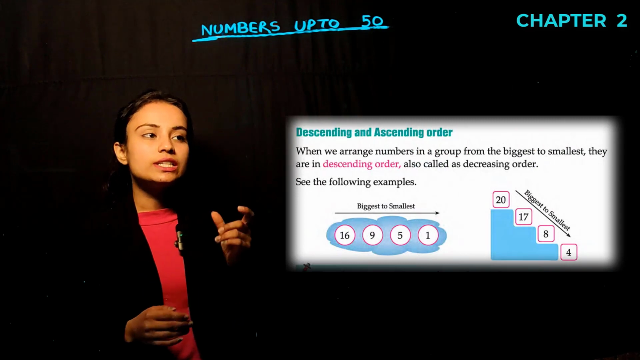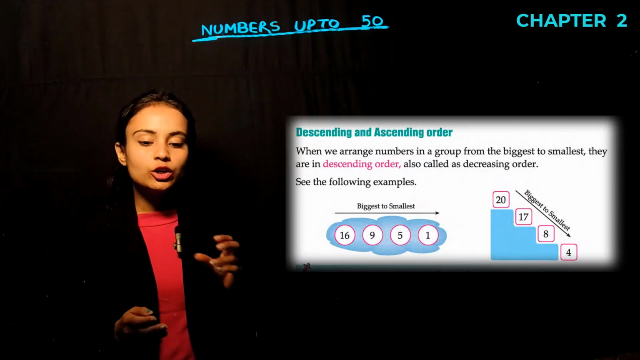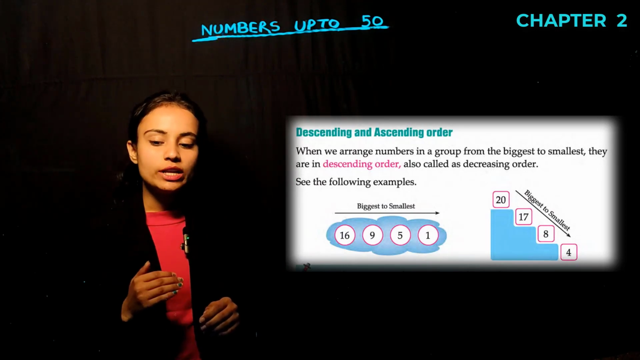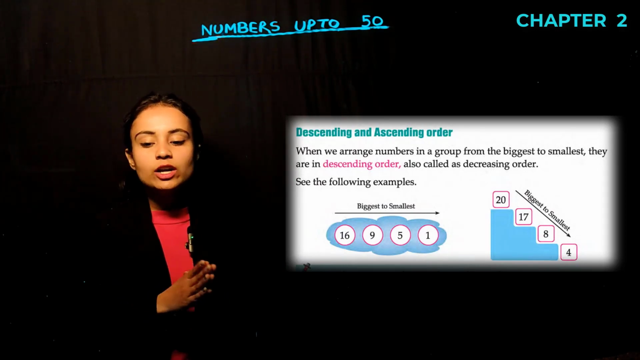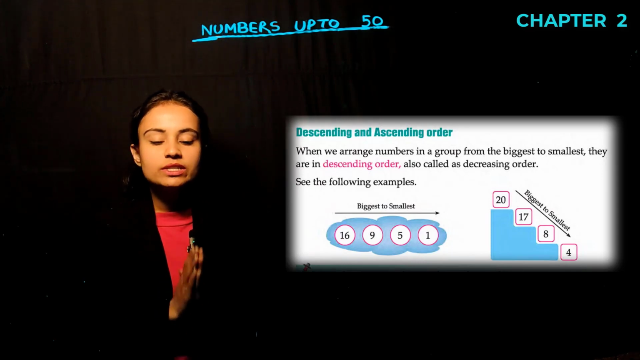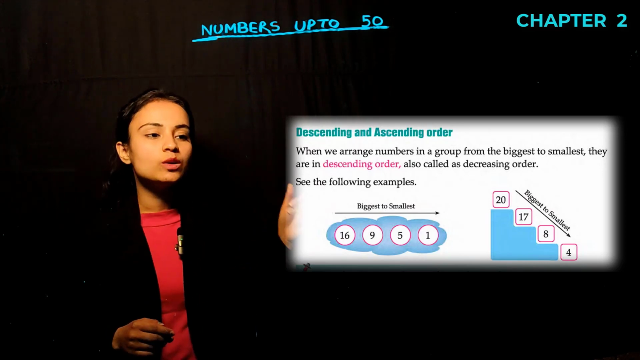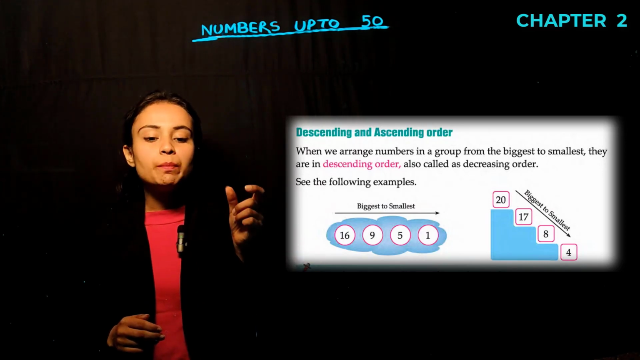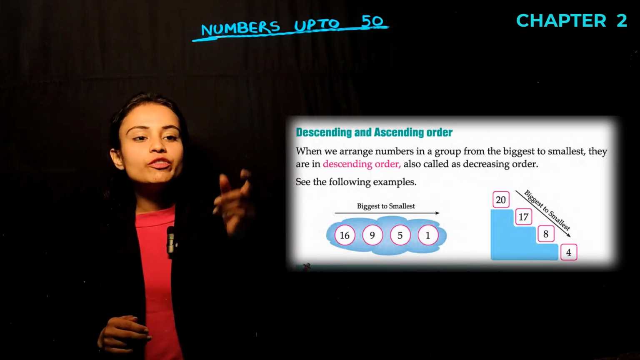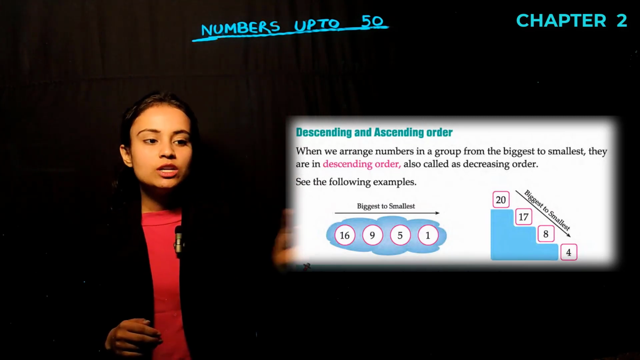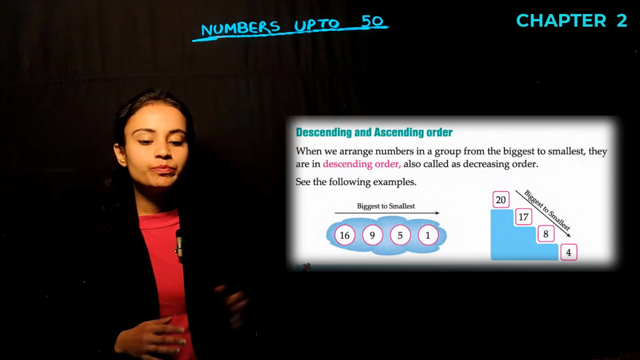Next topic is descending and ascending order. When we arrange numbers in a group from biggest to smallest, they are in descending order. See the following examples. Here 4 numbers are given: 16, 19, 5 and 1. 16 is the biggest one and 1 is the smallest one. So here we are moving from biggest to smallest. So this arrangement we call them descending order.